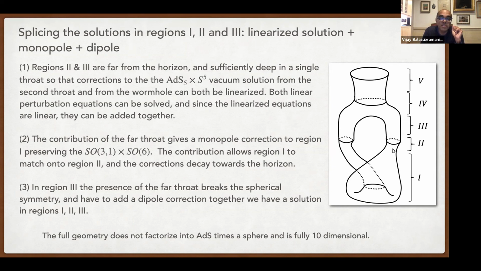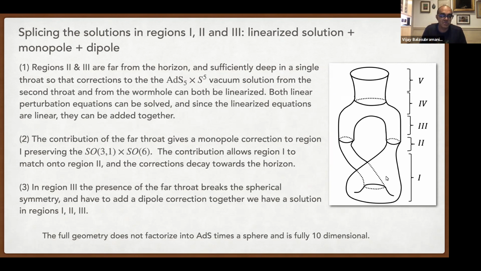So first, if you look at regions 2 and 3, they're quite far from the horizon, and they're also very deep into a single throat. So if I look here, this region is deep into this throat. So this other throat can't matter too much, and it's also very far from the horizon, so this horizon can't quite matter too much. So really the solution here is going to be more or less like the vacuum AdS5 solution with a smaller cosmological constant than the asymptotic region. That's going to be the basic solution. The effects of the second throat and the effects of this horizon can then, in leading order perturbation theory, be linearized. You'll get some linear correction. And because you're working in the linearized equations of motion, you should be able to just add those two linear corrections together, and that will give you a solution. So to leading order, that's going to be the solution.